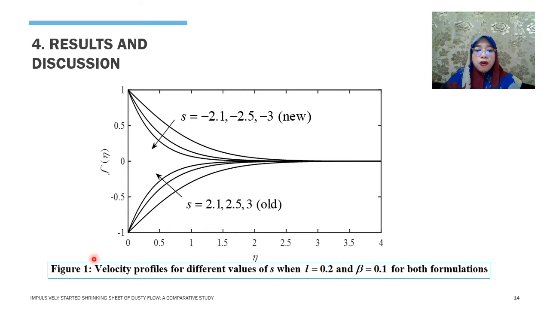For figure 1, we plot the velocity profiles for different values of the suction parameter S. You can see that the profiles are like mirror images of each other. From this figure, you can also see that fluid suction reduces the boundary layer thickness.